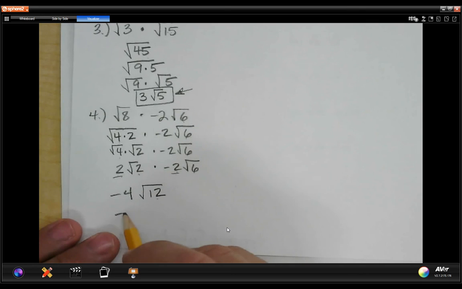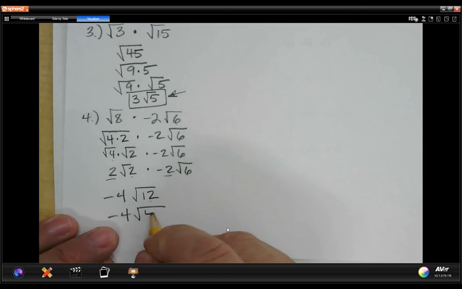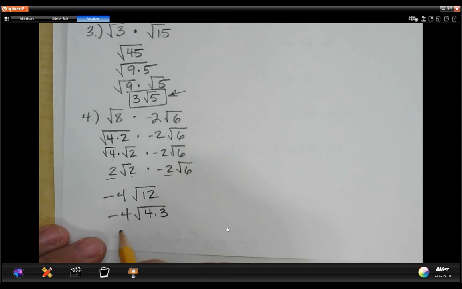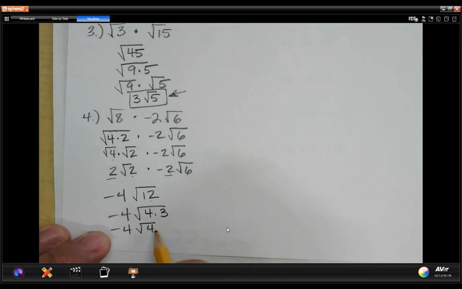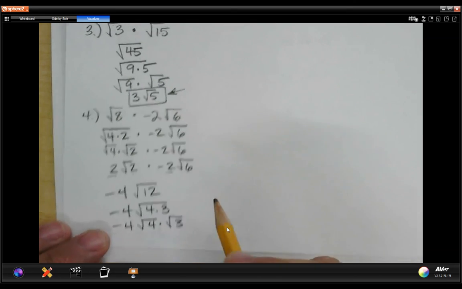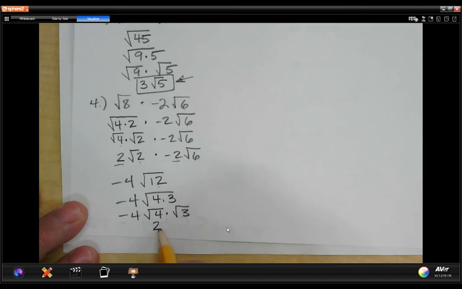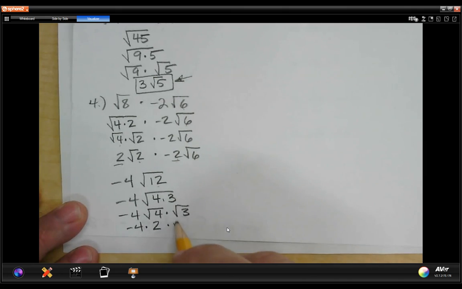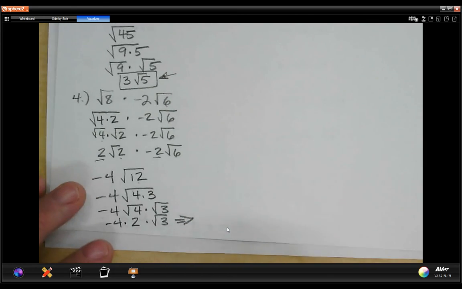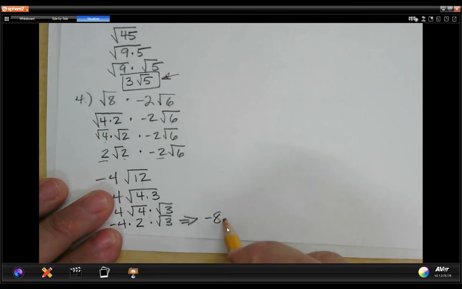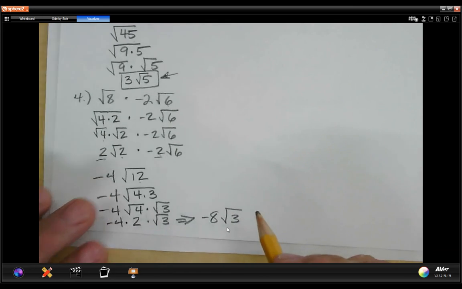So I could rewrite this one more time as negative 4 times the square root of 4 times 3, or negative 4 times the square root of 4 times the square root of 3. One last step is the square root of 4 equals 2. So really I have negative 4 times 2 times the square root of 3. And this would end up giving me a final answer of negative 8 square root of 3.